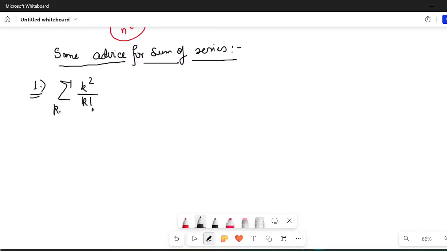And these are all standard 10th question, basically nothing more than that. So if I tell you what will be summation k equals 1 to infinity k square upon k factorial, how would you go about it? Okay, and this is today's last lecture, so don't worry. How would you go about it?